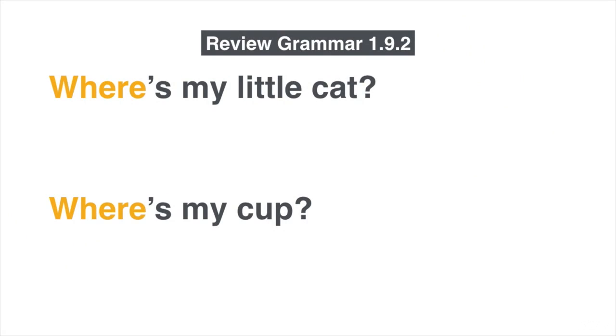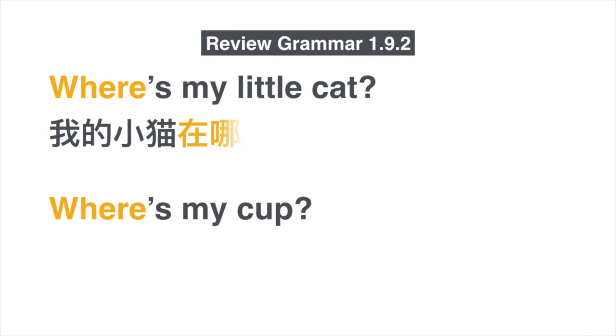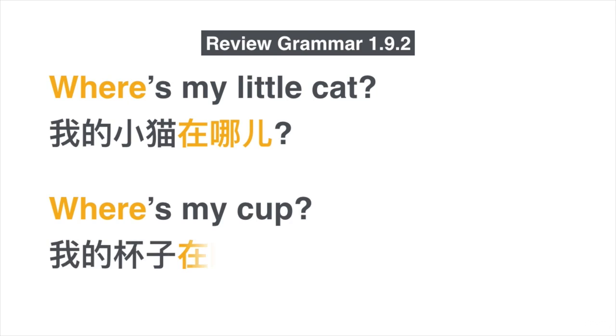Back in Grammar 1.9.2, we looked at how to ask for locations using where. For example, where's my little cat? 我的小猫在哪儿? Where's my cup? 我的杯子在哪儿? In this video, let's take a look at a different way of asking the question that expresses curiosity.